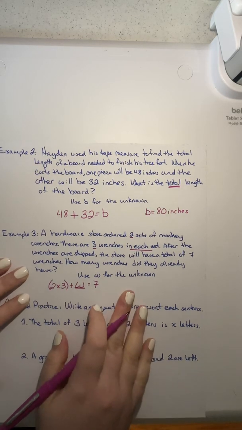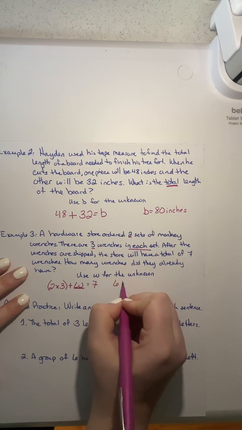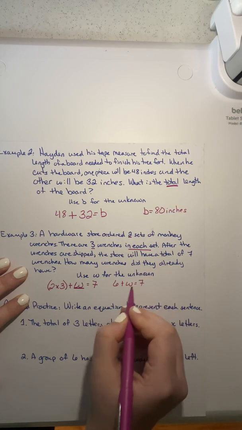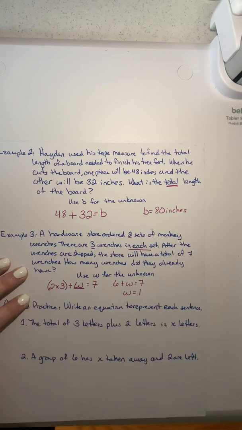Now let's solve for the equation. 2 times 3 is 6. 6 plus W equals 7. So we're going to subtract 6 from 7, which equals 1. They had 1 wrench already.